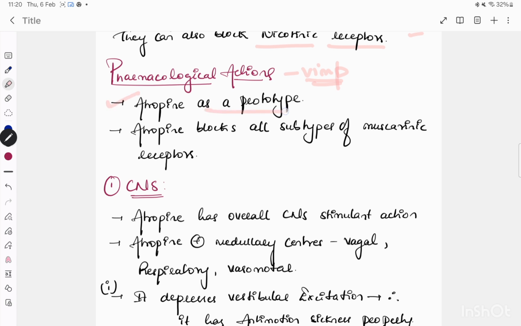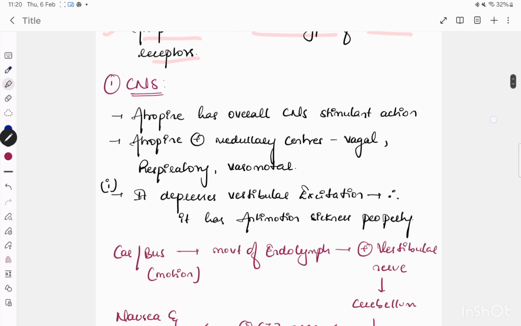So atropine is a prototype drug. That is how it is given even in the textbook. So atropine blocks all types of muscarinic receptors. Okay. So first we will be looking into the CNS.